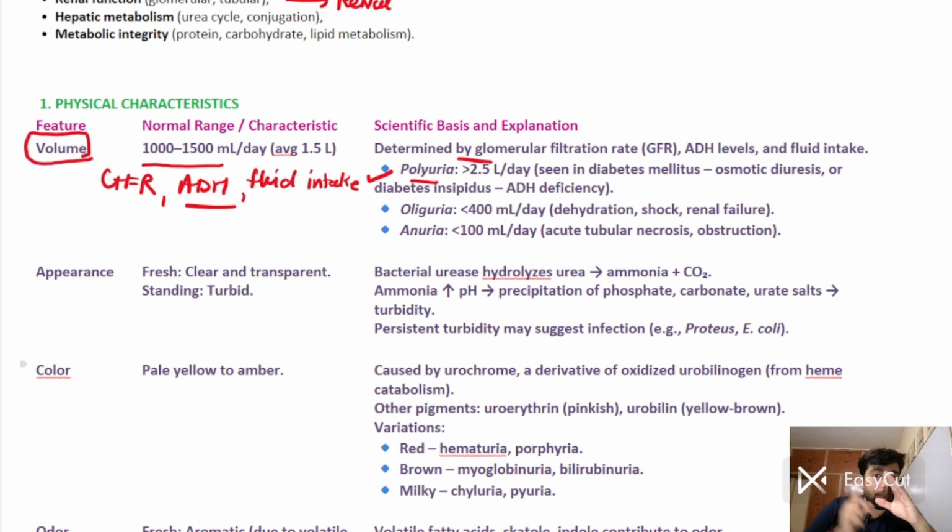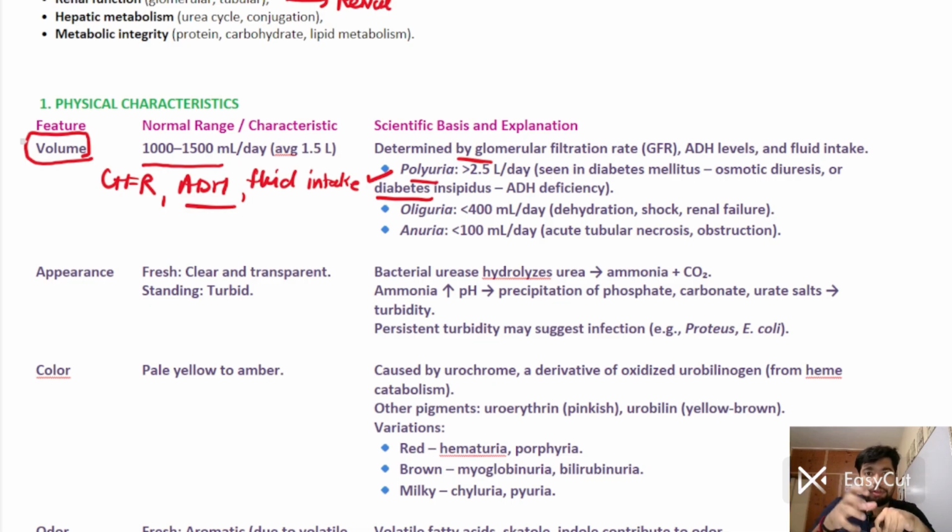In diabetes insipidus also, there will be a high urine volume because of ADH deficiency. Antidiuretic hormone: if you break the words, diuresis means urine excretion, antidiuretic means the hormone which will reduce diuresis. So whenever ADH is deficient, this condition is called diabetes insipidus. It will be difficult for water reabsorption.